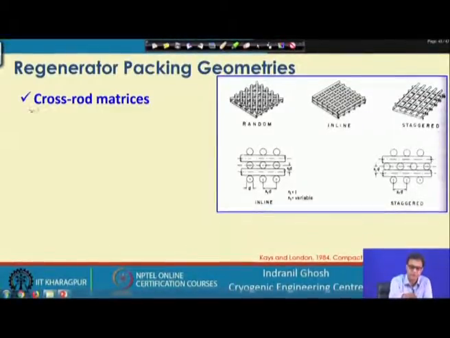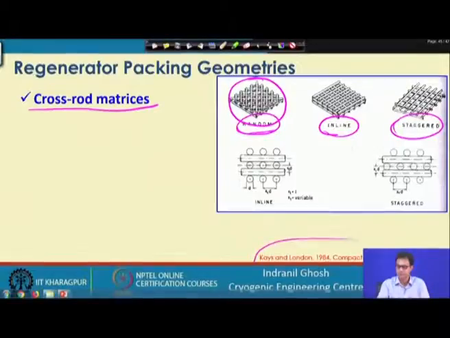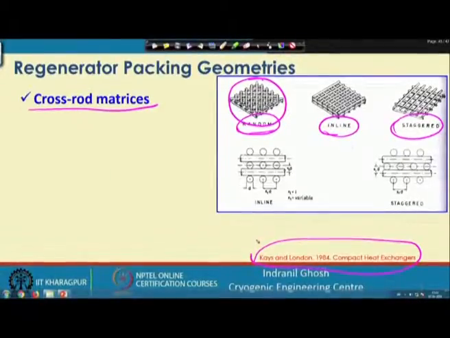This is one of the very old types of packing materials, where the cross rods are randomly oriented, and they can also be put in an inline configuration, or in a staggered configuration, as we have seen. This has been taken from Kays and London's compact heat exchanger book. So, these are some of the primitive types of packing materials or packing geometries meant for these regenerators.